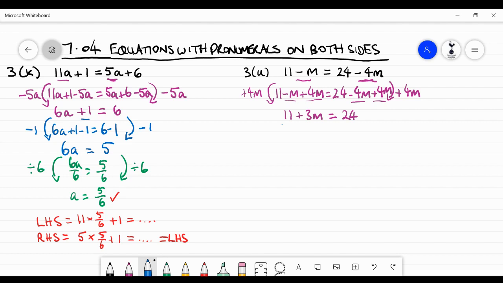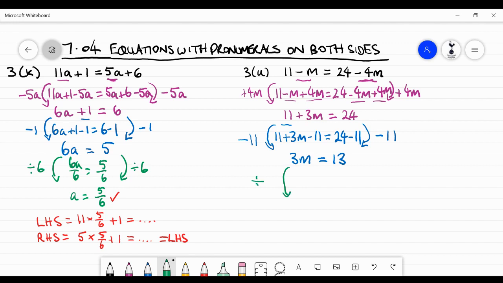Well, the first thing we want to do is get rid of that 11. So the inverse of adding 11 is subtracting 11 from both sides. 11 plus 3m minus 11 equals 24 minus 11. 3m is equal to 13. Final step, divide by 3, divide by 3. 3m on 3 equals 13 on 3. m is equal to 13 on 3.